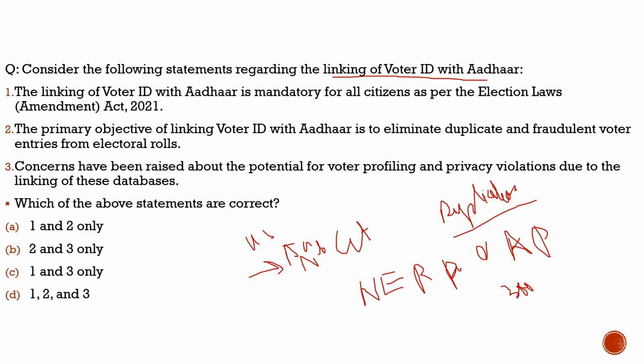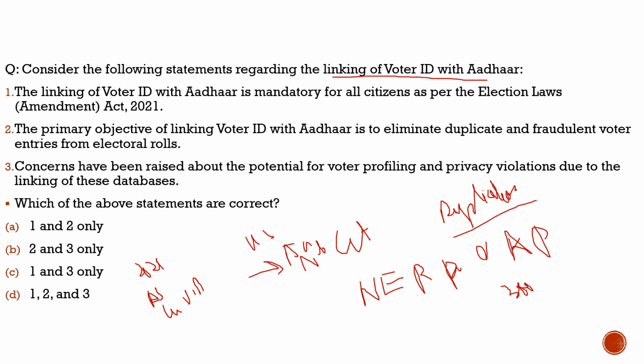In 2021, again, the government amended the Representation of the People Act 1950 and the Registration of Electors Rules 1960. The 2021 amendment allowed linking of voter IDs with Aadhaar. So this again went to the Supreme Court.